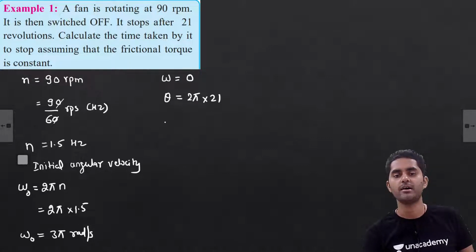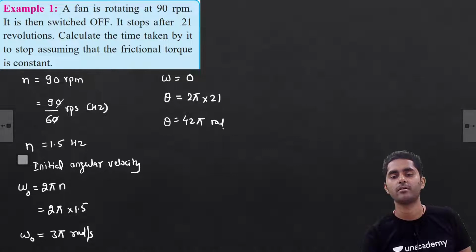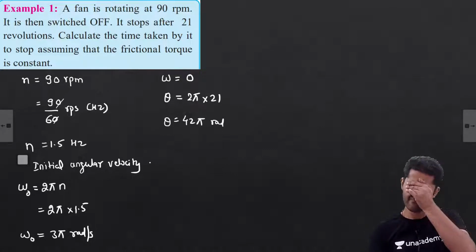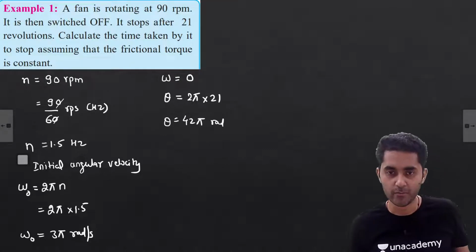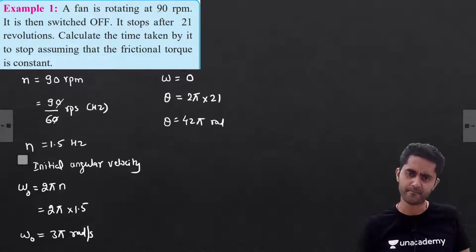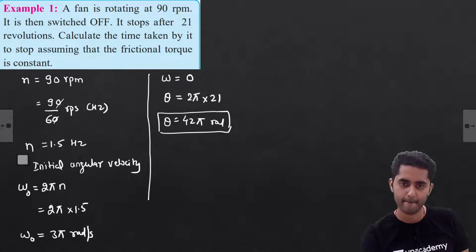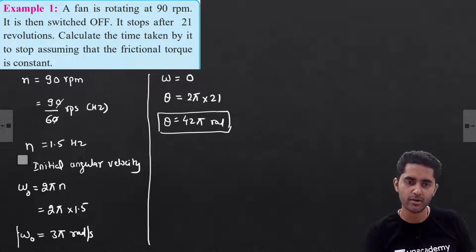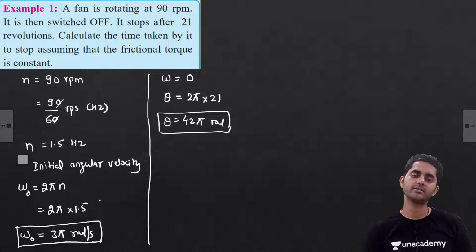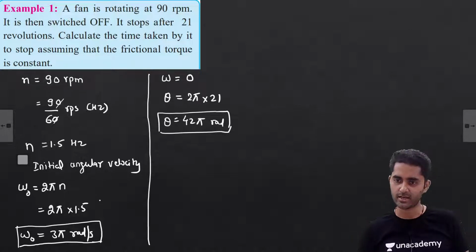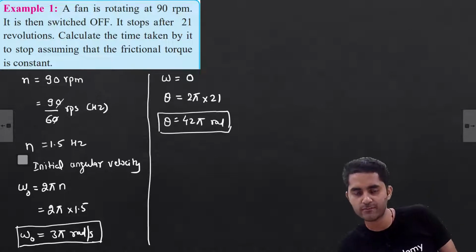That will become 42 pi radian. Is it okay? So now we know theta. Also we know the initial velocity omega naught. Frequency we don't use in kinematical equations. So we know omega naught, and we know theta.